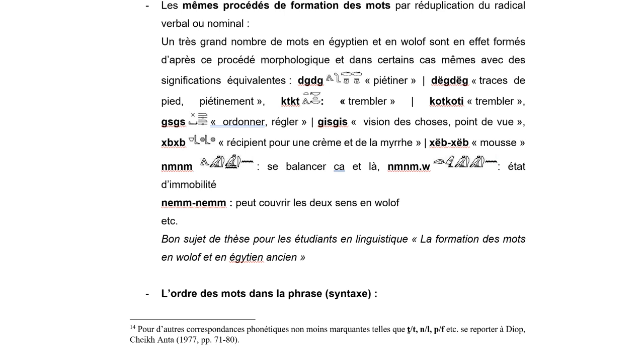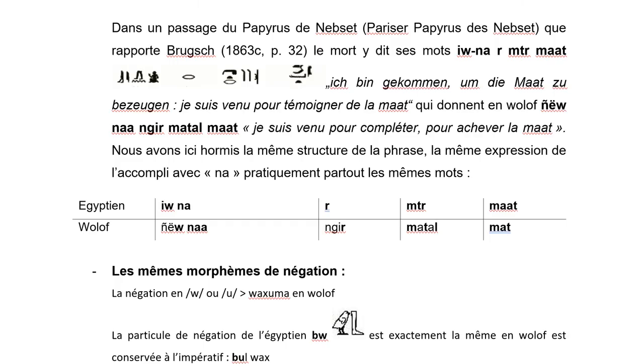The same. You have here khap, here you have also khap in Wolof, which means moose. Really the same. Also, the word order in the phrase. I have taken here a sentence out of a papyrus. This is the Paris papyrus des Knapsatz.